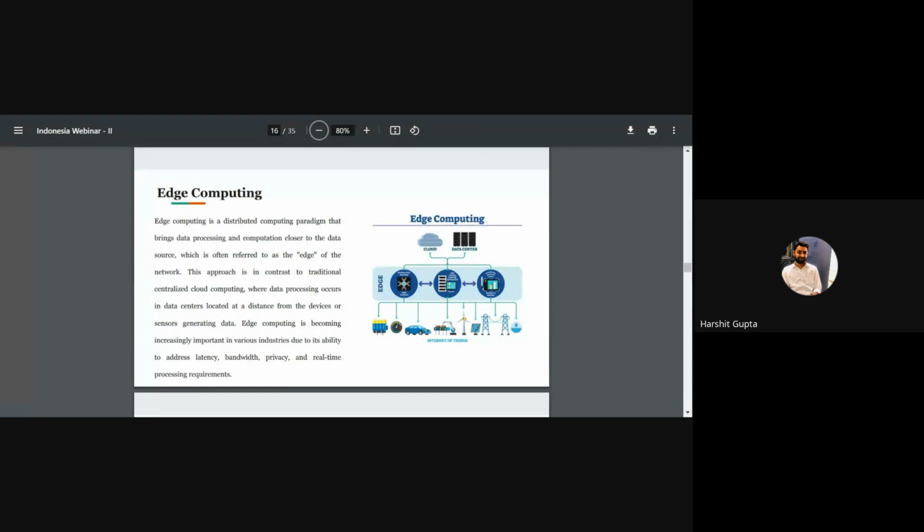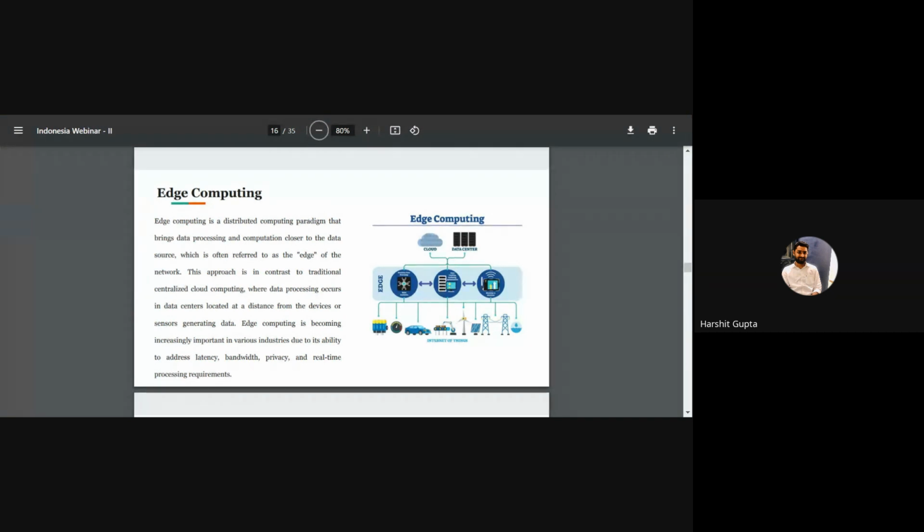So see here, two different concepts. In one place, we are saying that cloud computing is very good and should be used in every aspect. And now we are saying that there is edge computing, which does the computation in a distributed form, and it contrasts strongly with traditional centralized computing services.